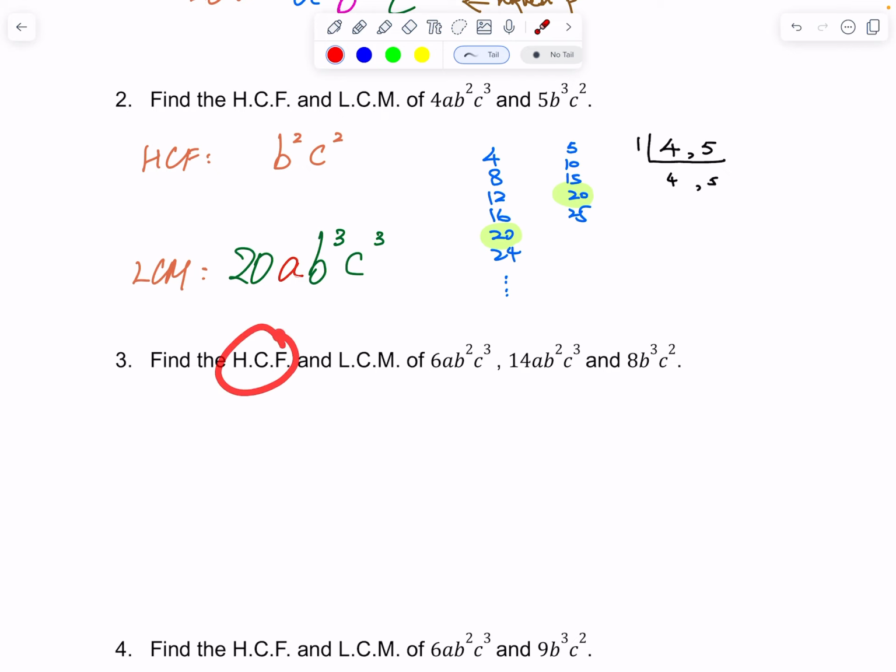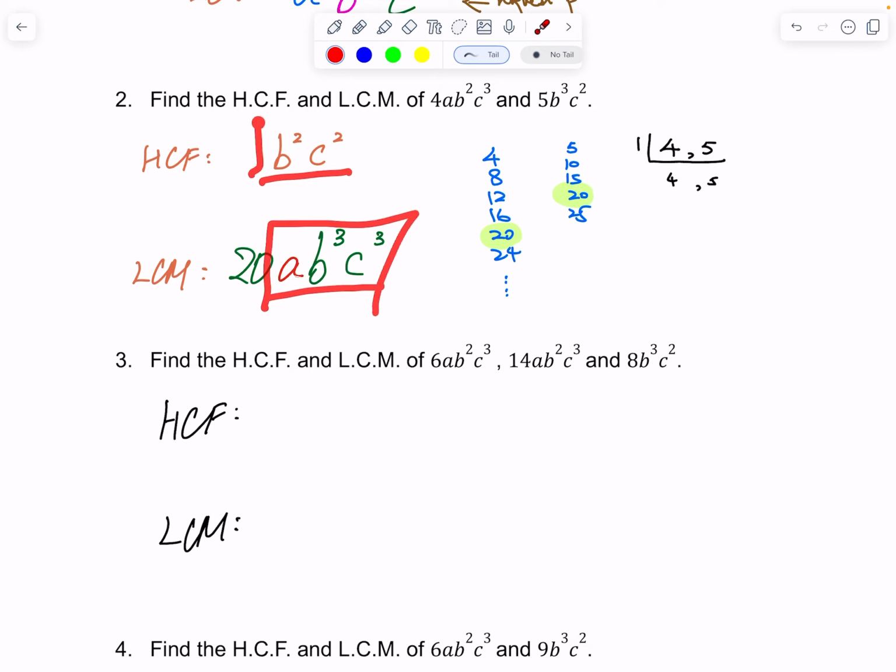So now on HCF and LCM. What happens in HKDSE exams is that in the options, because these are MC questions, I just did not give the options, they will have at least 2 of them where the unknowns are correct but the numbers are different. So you also need to know how to do the numbers, or else you just have a 50-50 chance.